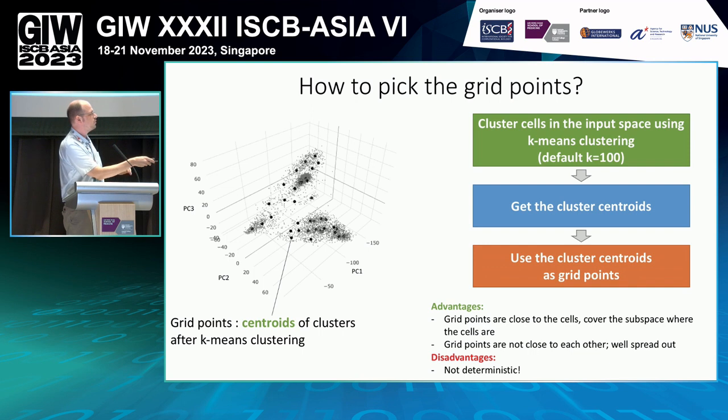The grid points will be close to the cells. So this space is actually very empty. There are no grid points here, there are no cells there. This is where the cells are, and there is where the grid points will be. Also, the grid points are not all clustered around here. No, they fill the whole subspace where the cells are. So that's what I want for the grid points. Those are good grid points.